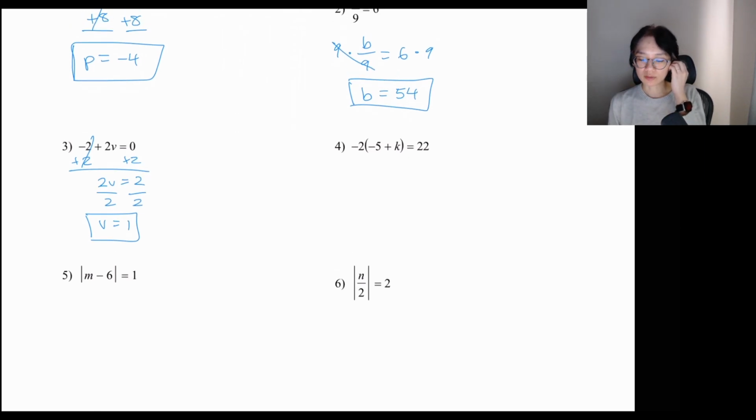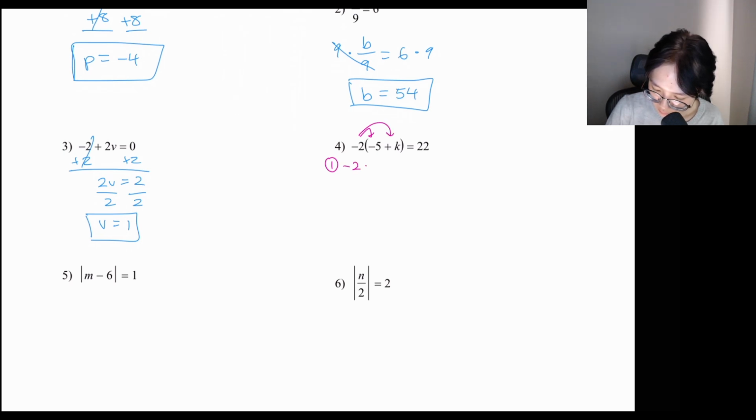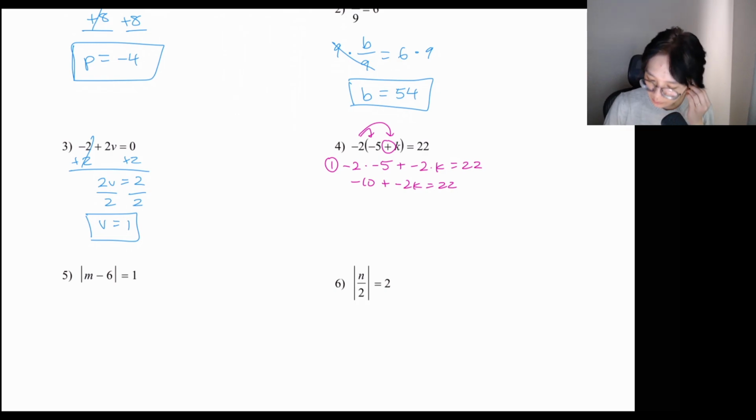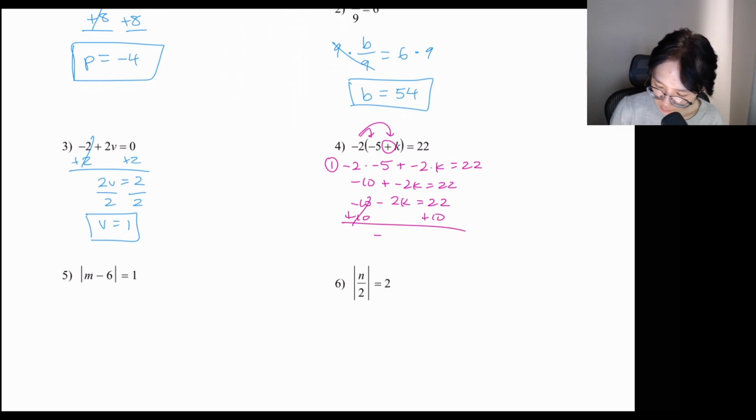Now here, with the distributive, we have two different ways you can do this. I'll write down both. So, one way is to just distribute like normal. Multiply the negative 2 to everything on the inside. Plus, it's plus here. Negative 2 times k equals 22. Negative 10 plus negative 2k equals 22. Adding a negative, same thing as subtraction. So I'm going to simplify this to just negative 10 minus 2k equals 22. Addition, subtraction first. So get rid of the 10 first. And divide both sides by negative 2. K equals negative 18.